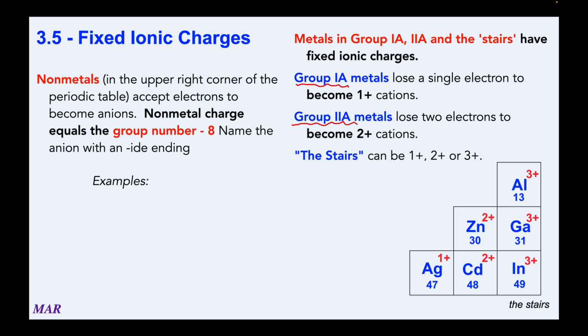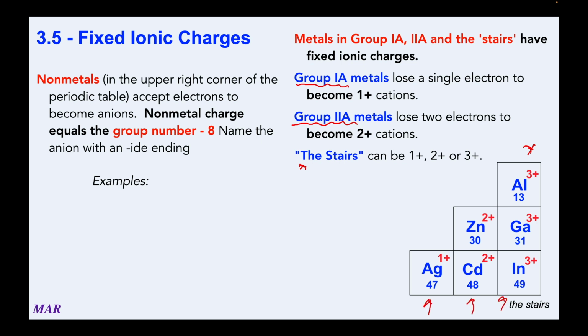They're always going to be +2. And then the stairs is this funny group on the periodic table. It starts with aluminum, number 13, and goes down to indium, number 49. And you can see it goes left to silver. So it's like you have a single step, 2 steps, and 3 steps.